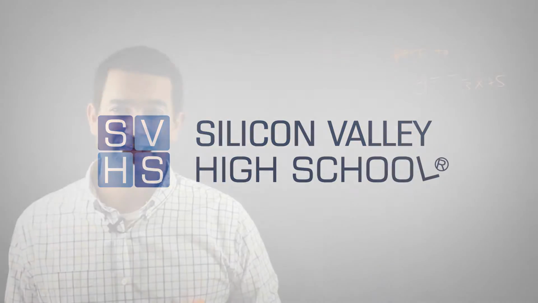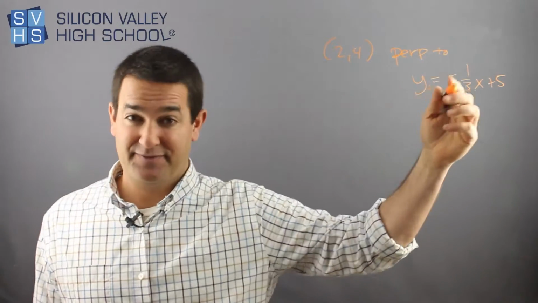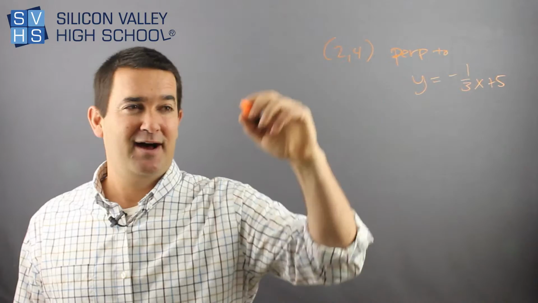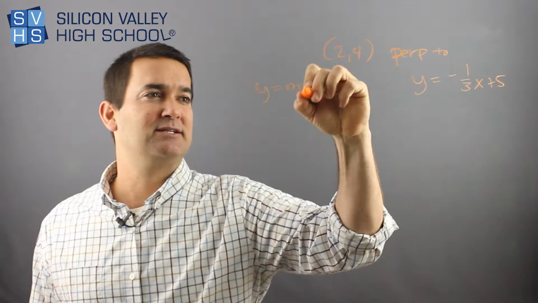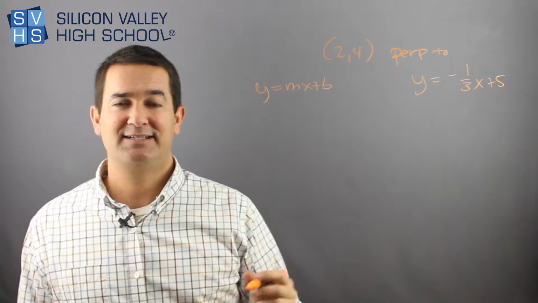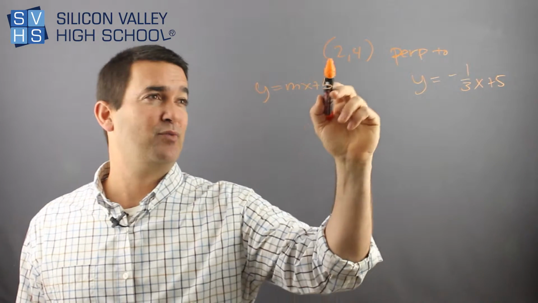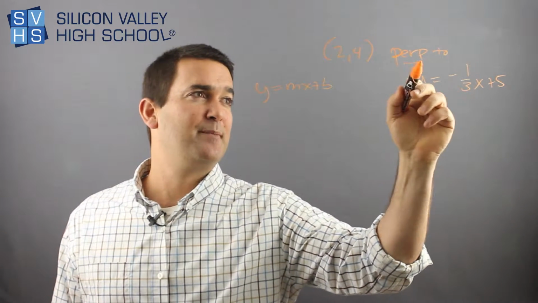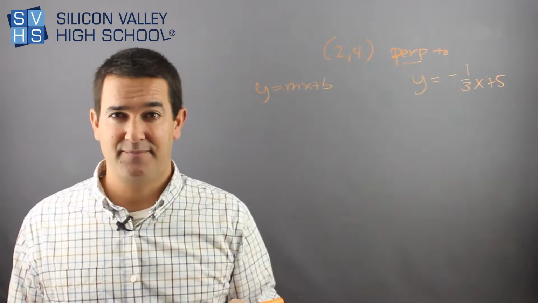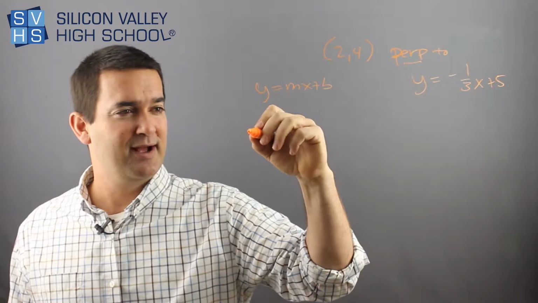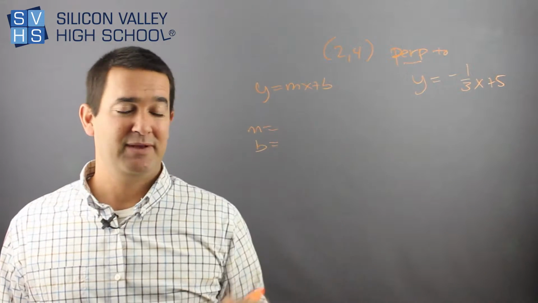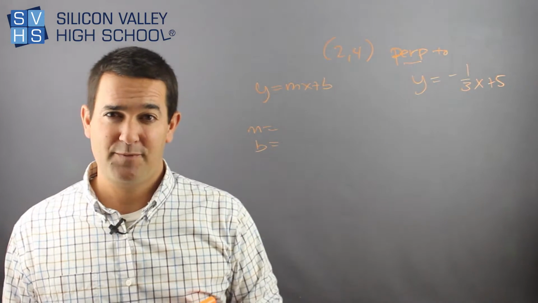So whenever you're asked to find the equation of a line, and I put a few notes up here ahead of time, you're asked to find the equation of a line, y equals mx plus b. And in this case, they said this line happens to go through the point (2, 4) and is perpendicular to this other line. Remember, before you even start, over here write m equals and b equals, because your ultimate job is to find slope and y-intercept.